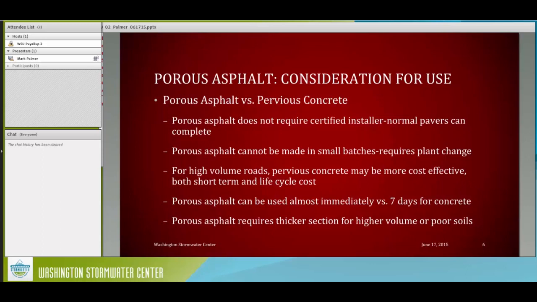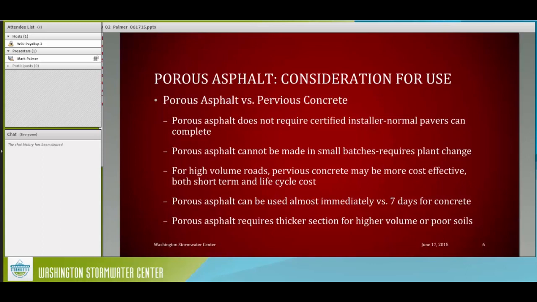On installation, going back to that step, pervious concrete does require certified installers. The process for placing pervious concrete is completely different than placing standard concrete, and is a process that needs to be adhered to rigidly, or else you could have issues with the pervious concrete installation.